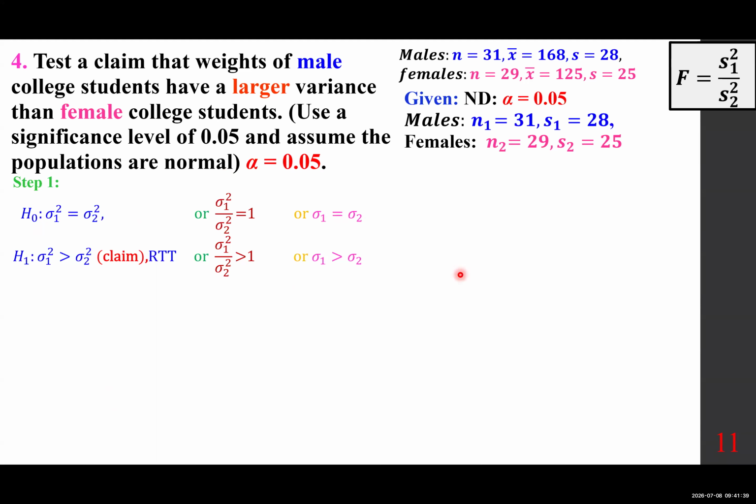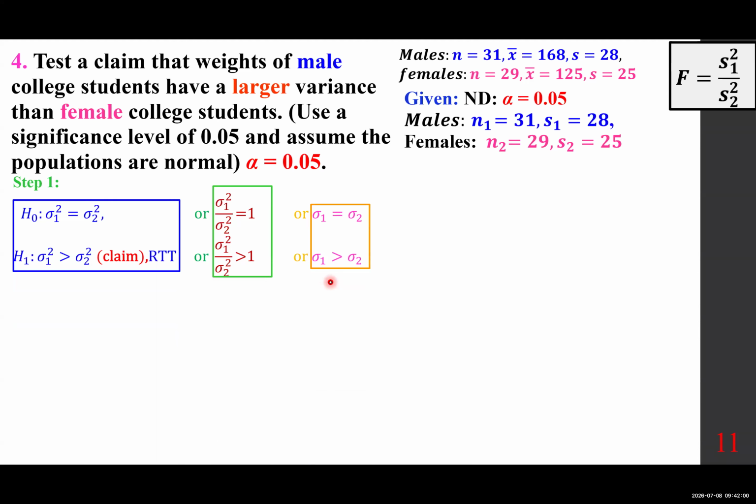If you write this one, then you're going to write sigma 1 squared is larger than sigma 2 squared, which is a claim, and it's a right tail test because it says larger. If you write this one, you write sigma 1 squared over sigma 2 squared is larger than 1. And if you write it this way, sigma 1 is larger than sigma 2. Just be consistent. That's the idea. Use one of them, whichever you decide. And if it's given to you, just be careful as to what's given.